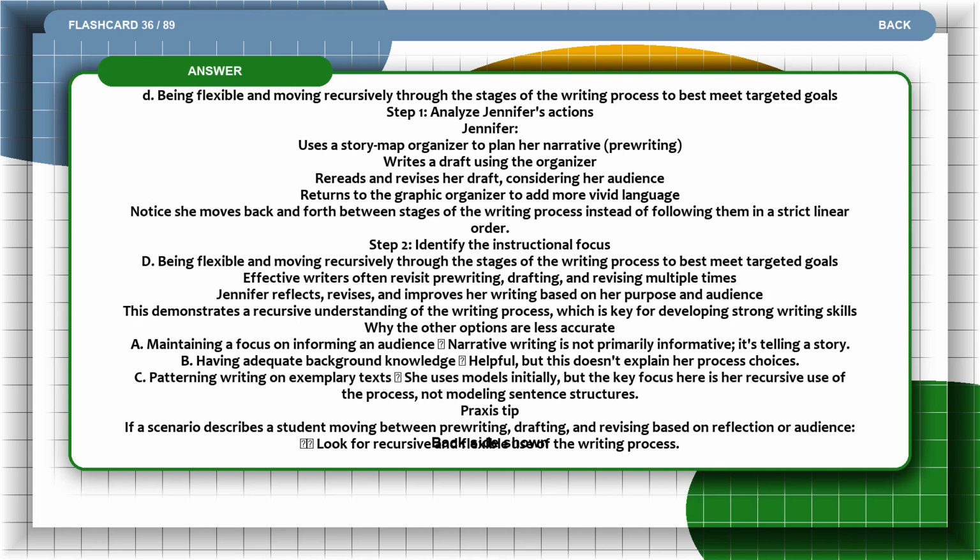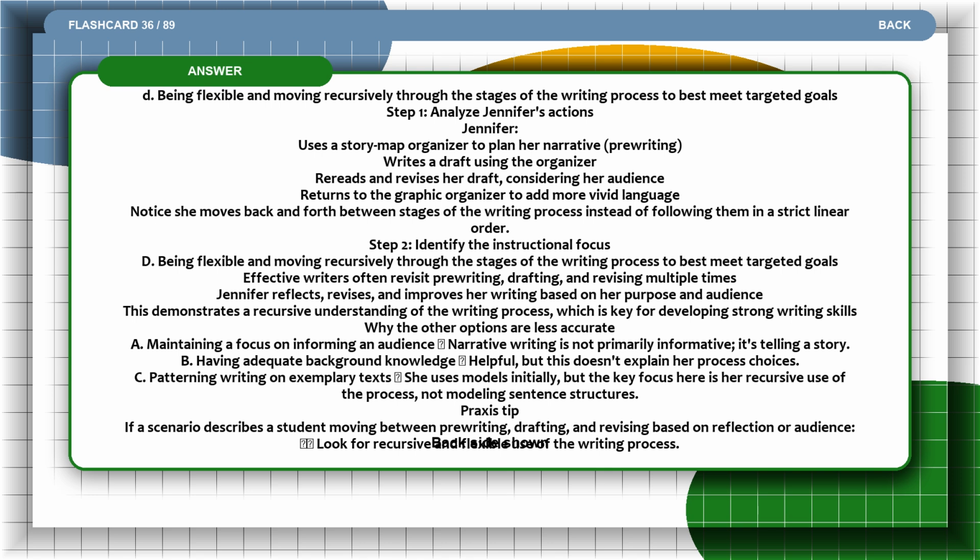The answer is D. Being flexible and moving recursively through the stages of the writing process to best meet targeted goals. Step 1. Analyze Jennifer's actions. Jennifer uses a story map organizer to plan her narrative in prewriting, writes a draft using the organizer, reads and revises her draft considering her audience, and returns to the graphic organizer to add more vivid language. Notice she moves back and forth between stages of the writing process instead of following them in a strict linear order.